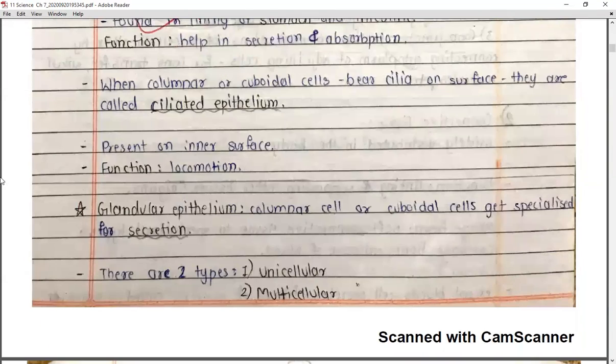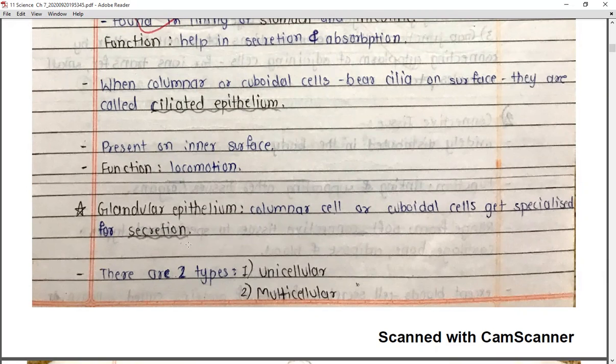Now, next is the glandular epithelium. Here the columnar cell or cuboidal cell gets specialized for secretion, right? Glandular means glands. So the glandular epithelium means the particular epithelial cells which are responsible for secreting specialized secretions, right? So when the glands, say for example the endocrine glands and exocrine glands, secrete their secretions, for this reason this type of cells is observed there, right? So when the columnar and cuboidal cells are specialized and are present only for secretion, then that type of epithelial cells is known as glandular epithelium.